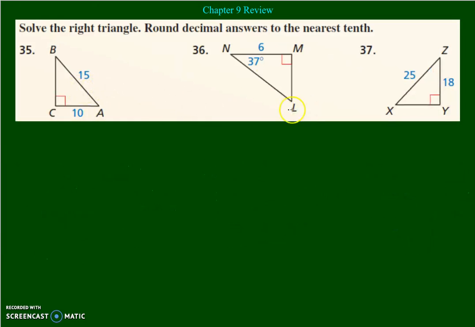In these three problems, they're asking us to solve the right triangle, round the decimal answers to the nearest tenth. What it means to solve a right triangle is to find all the missing angles and all the missing sides. So in 35, we have two of the three sides, so we can find this third side by Pythagorean theorem. So let's go ahead and do that.